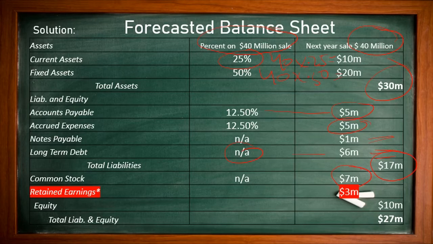Retained earnings changed. Now it shows 3 million. It's important to understand where we got the 3 million. Equity is the same: now we have 3 plus 7, 10 million. We mention here that the total liability and equity becomes 27 million. So here we found that total assets is not equal to total liability and equity. It means we need some discretionary financing.